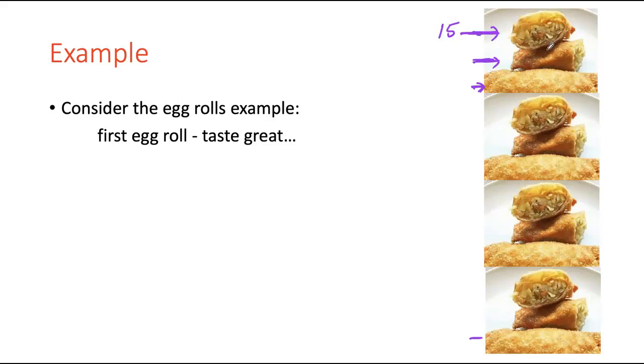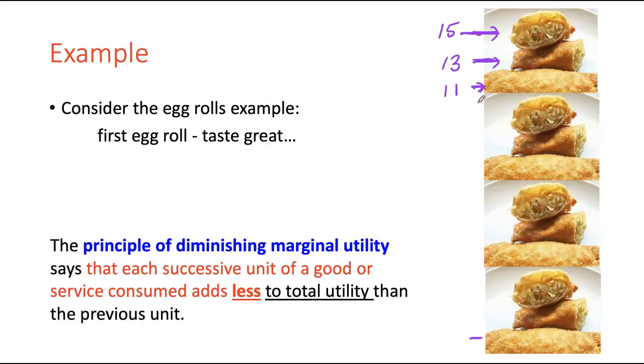Second one is going to taste great, but not as much as the first one. It's not going to give you as much satisfaction as that very first one. So let's assume that's 13 utils. And then you keep on consuming more and more egg rolls, and we'll see that for each additional unit of egg roll consumed, the additional satisfaction that you're getting from each additional unit is actually declining. So this is called the law or principle of diminishing marginal utility.